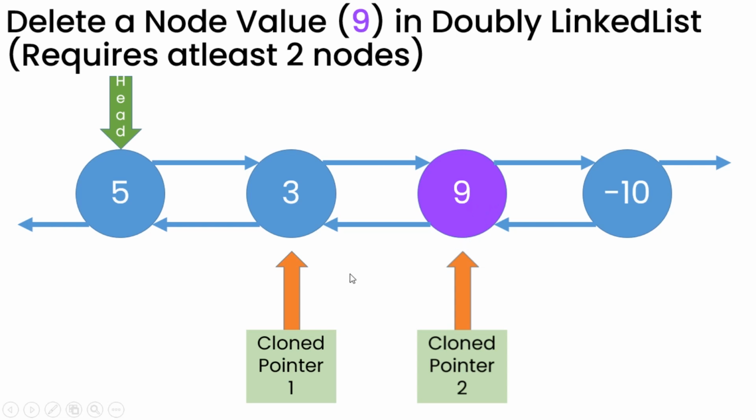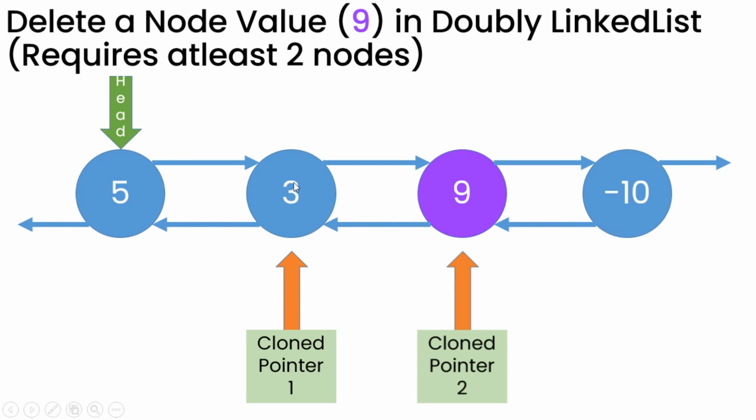So we have two pointers, one at 3 and one at 9, and this 9 has a next to our -10. This -10 has a backward pointer which we need to change. Alright, now we have found our backward arrow which we need to change, and we connect it to the previous of this 9, which is 3. Right, now that's for backward.